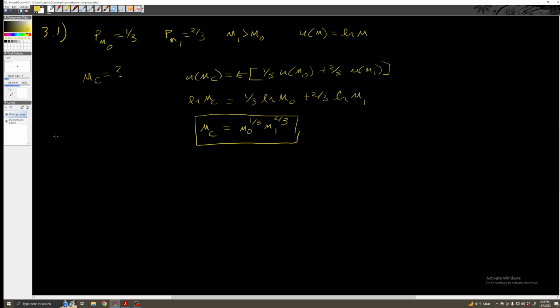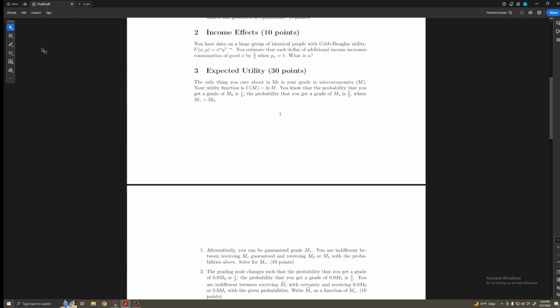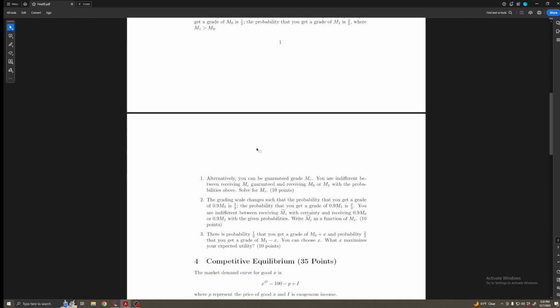Now let's move on to 3.2. We'll use a new fancy color too. So the grading scale changes, such that the probability that you get a grade of 0.9 m sub 0 is 1/3.